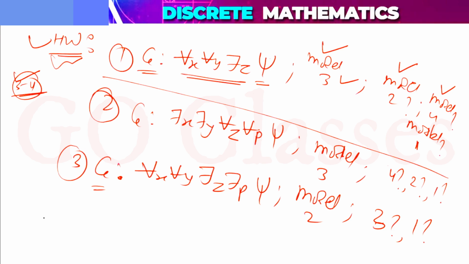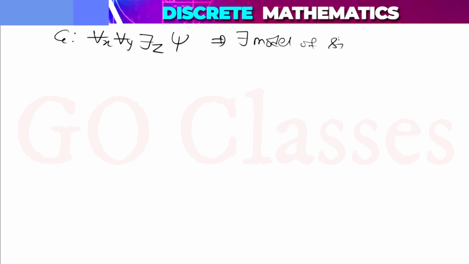Okay, so let's see their solution. In the first question: for all x, for all y, there exists z, psi, and a model of size 3 is given. This is a first order logic formula, and for this formula he is saying that there exists a model of size 3. Let's assume this is given.